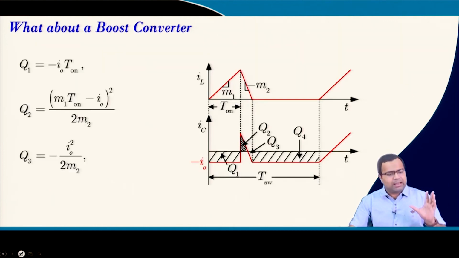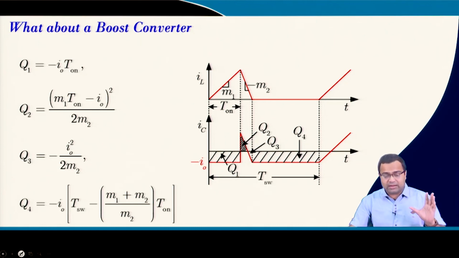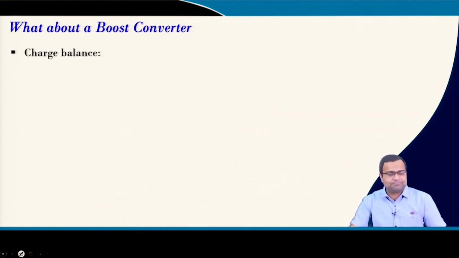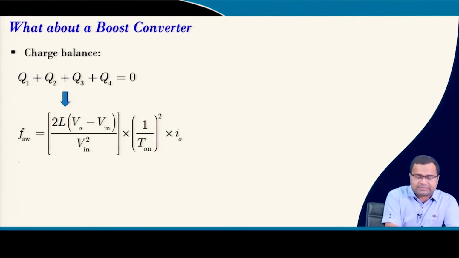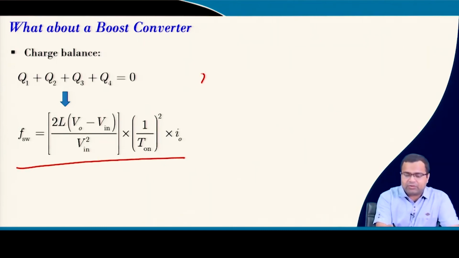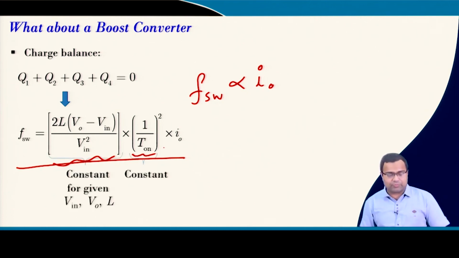The same thing can be proved in the boost converter. If you draw the capacitor current waveform, you can check by yourself. All the Q1, Q2, Q3, Q4 can be derived from the capacitor charge balance, and using the charge balance principle you will arrive at the same expression that we derived here. FSW is proportional to I0 for given input and output voltage and given on time under constant on time control.